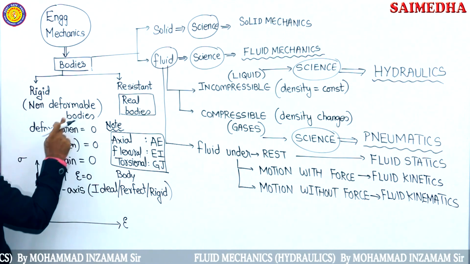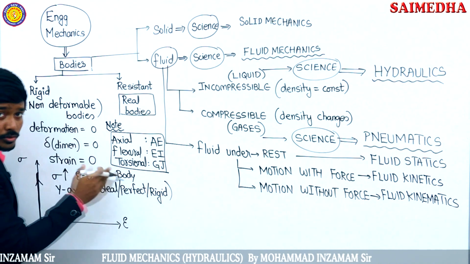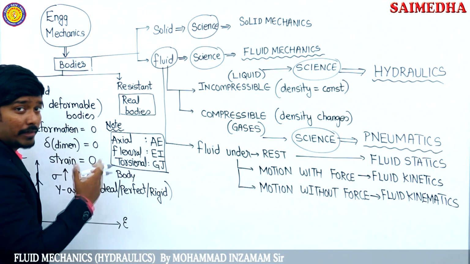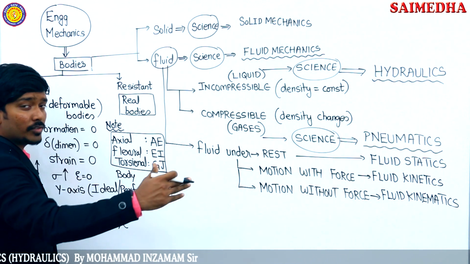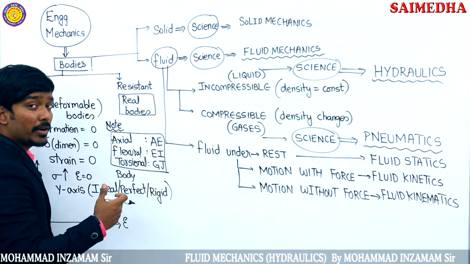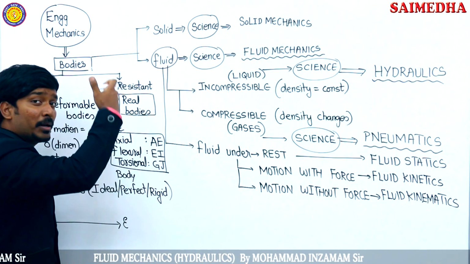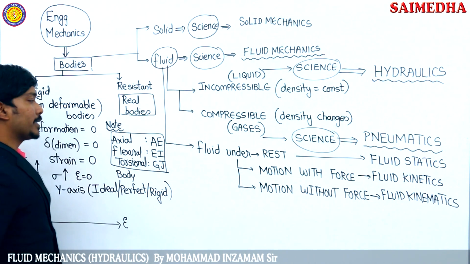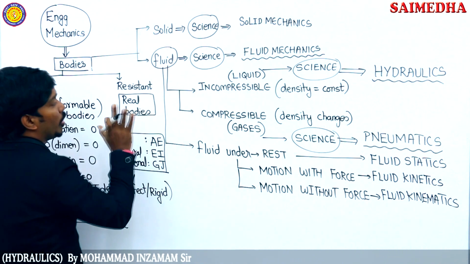So rigid bodies are non-deformable bodies: deformation equals 0, change in dimension equals 0, strain value equals 0. On the stress versus strain axis, the ideal, perfect, rigid body is represented with which axis? Y-axis. Next one, resistant bodies are all real bodies.